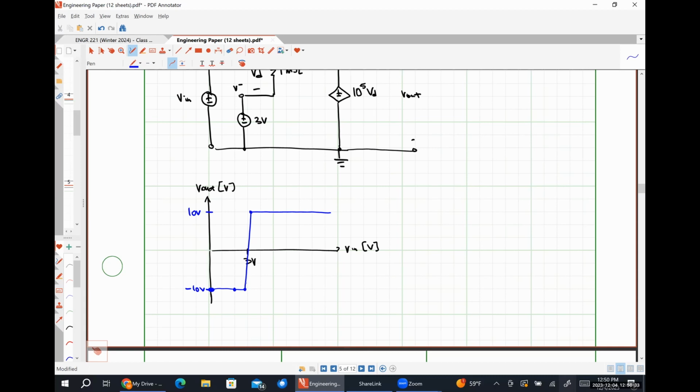So this is the operation of a comparator. Our voltage is simply compared to our reference. If it's greater, the output swings high. If it's less, the output swings low.